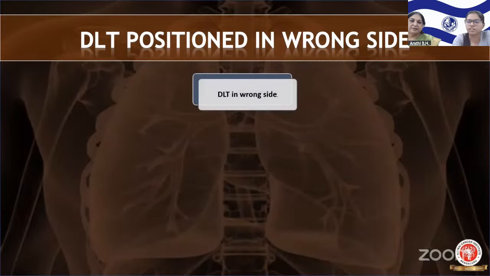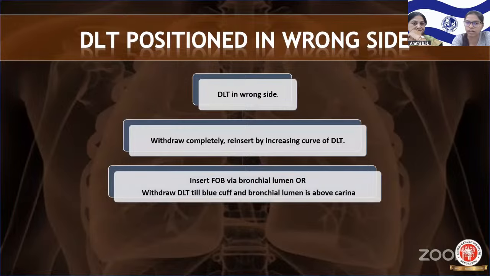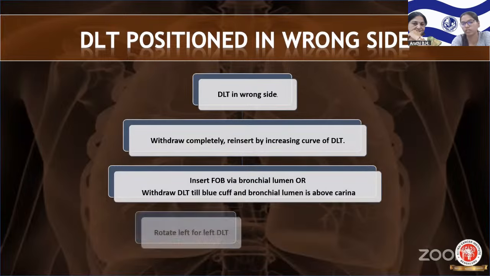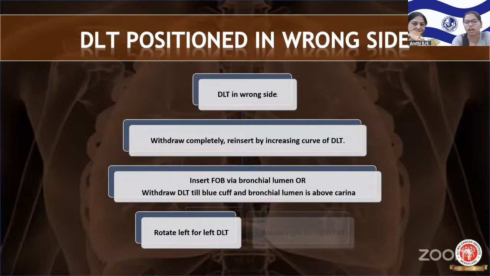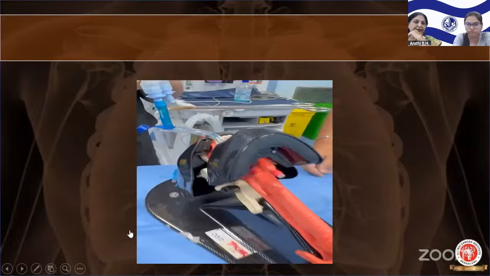If the DLT is positioned on the wrong side, we have to withdraw the DLT completely and reinsert, as I already said, increasing the curvature of the DLT. Or insert the fiber optic bronchoscope via the bronchial lumen, withdraw the DLT till the blue cuff and the bronchial lumen are above the carina, and reinsert. In case of a left-sided DLT, rotate to the left side, and in case of a right-sided DLT, rotate to the right side. This is the video where we corrected it.